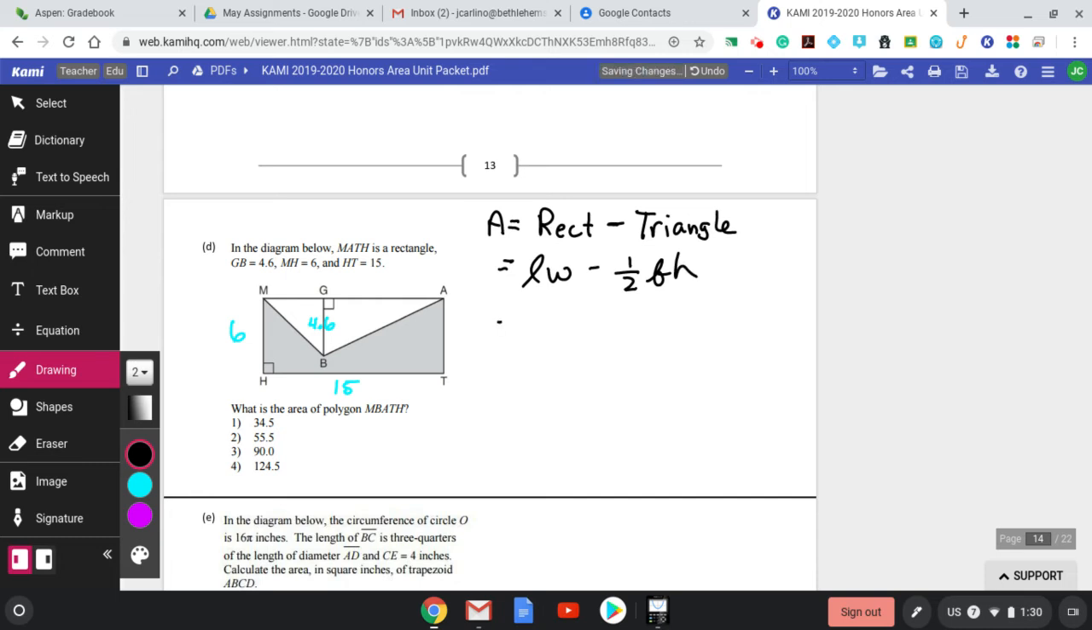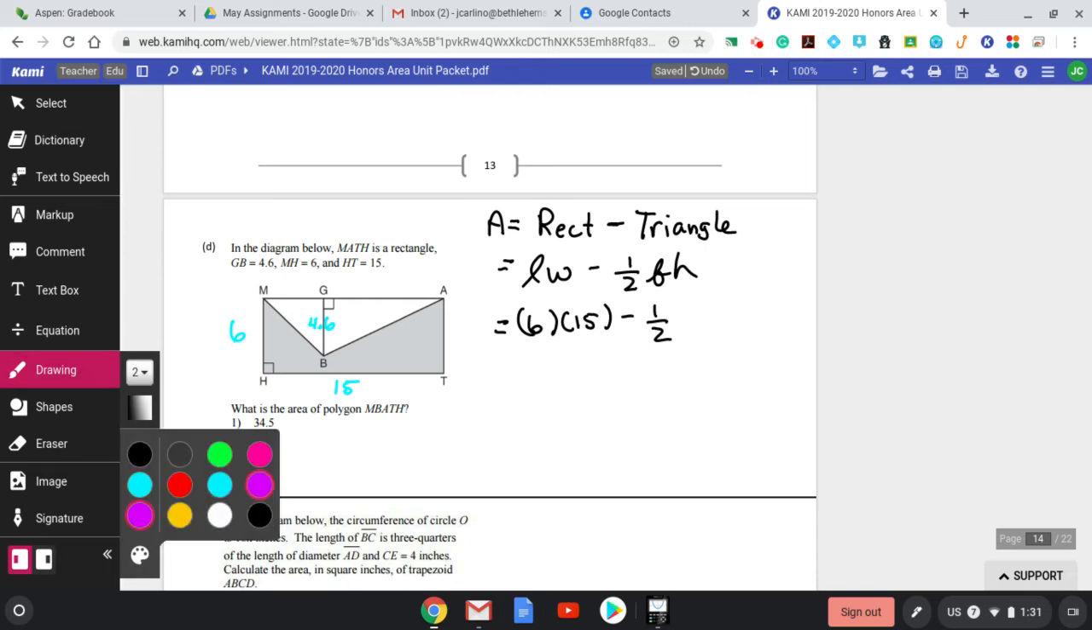All right, here we go. Length and the width was given, 6 times 15 minus 1/2. All right, kids struggle with this one. Every year they struggle. You guys tell me here, what's the base and the height of that triangle right there? MBA, let me highlight it here.